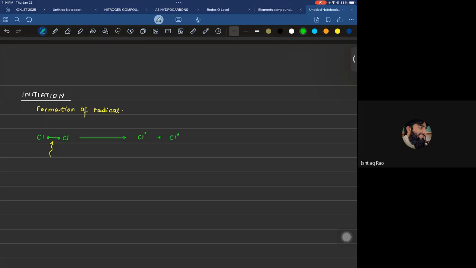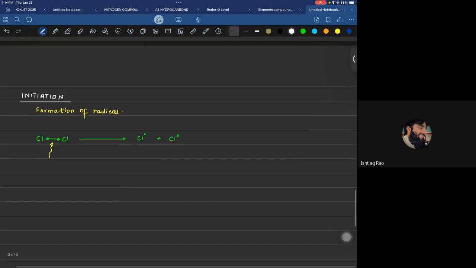As a result of this, you would see that two radicals are formed. Remember, in this process, you will see the radicals on your right hand side. This is the summary of the mechanism. In the initiation step you would see the radicals on your right hand side, and in the propagation step you would see the radicals on both sides, and in the termination step you would see the radicals on your left hand side.